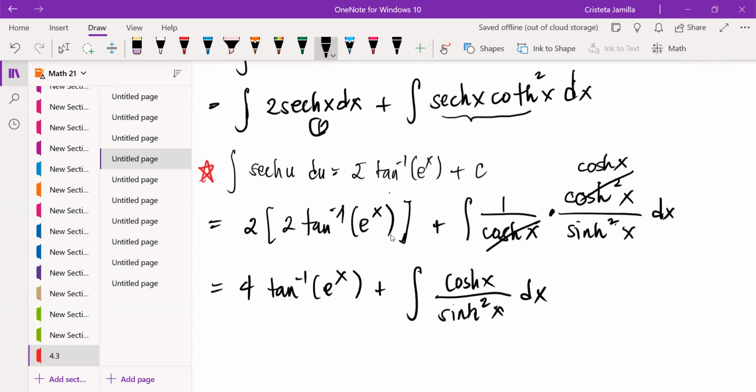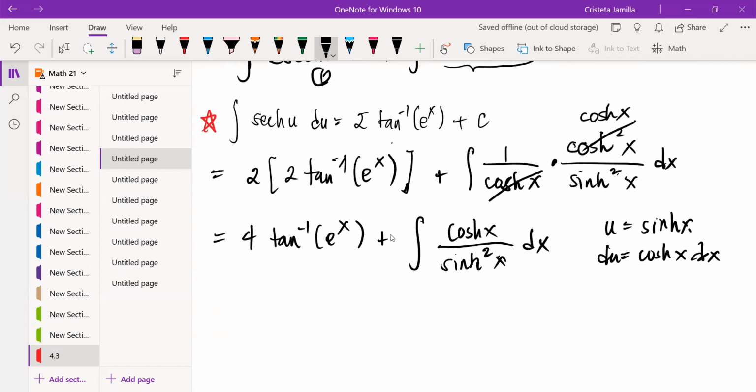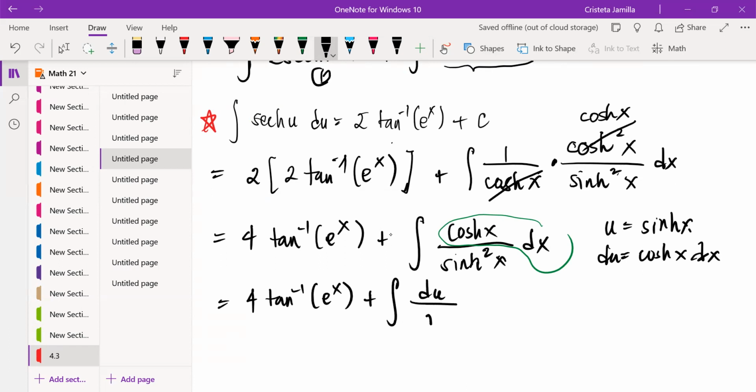For this integral, we can let u be hyperbolic sine of x. Therefore, du is hyperbolic cosine of x dx. I chose hyperbolic sine because this one is squared and it's also in the denominator. Usually, we let u be the term in the denominator so that the derivative should be in the numerator. So this one is du. So plugging in, we have 4 tangent inverse of e raised to x plus the integral of du over u squared.